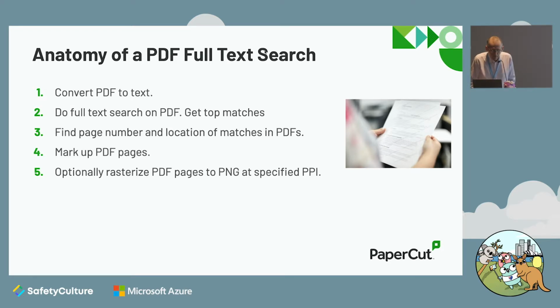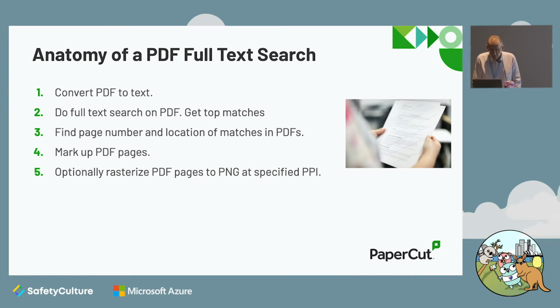Okay, so given all these requirements, we then have to figure out how to write a full text search in Go. Writing a PDF full text search pretty much always boils down to these 5 steps. First, we have to extract the text from the PDF. Then we do the full text search on the extracted text, not on the PDF. And a full text search engine will return the best matches.